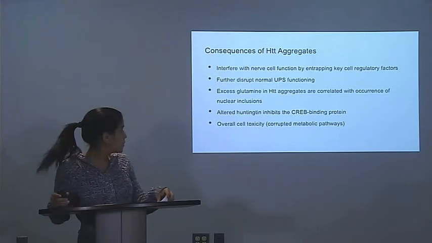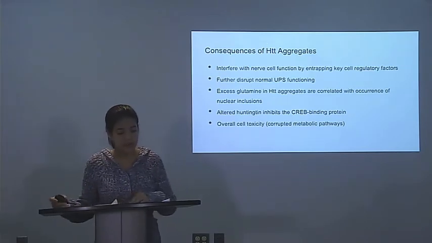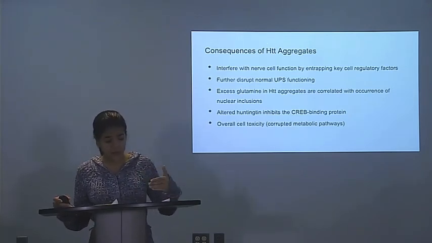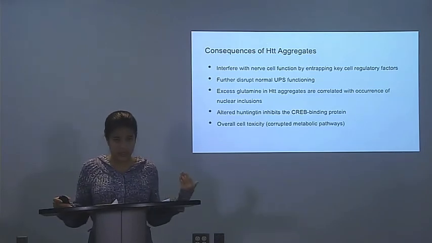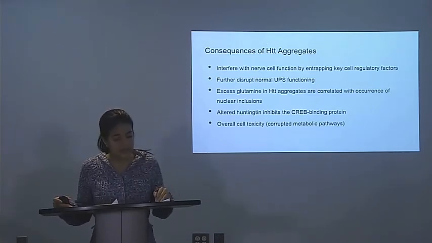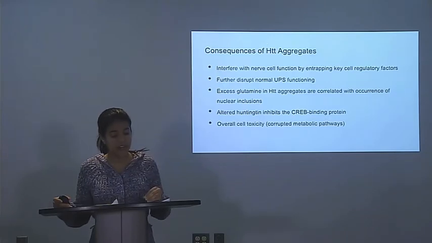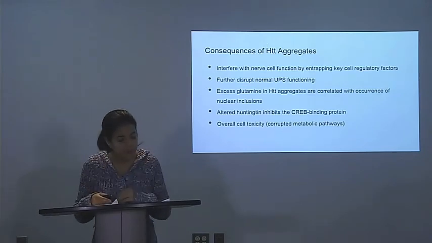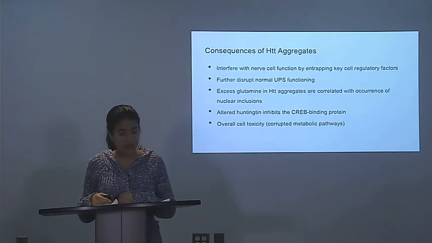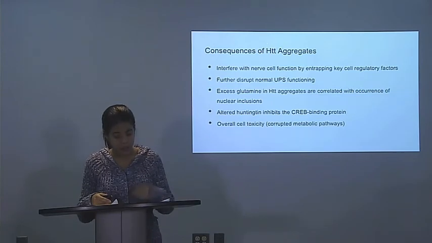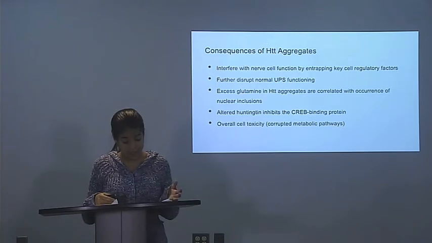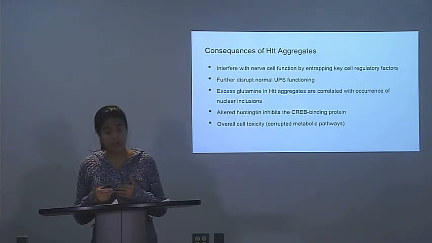So some of the consequences of the HTT aggregates. They interfere with nerve cell function by entrapping key cell regulatory factors. They further disrupt the normal UPS functioning, as I previously mentioned. And the excess glutamine in HTT aggregates is correlated with the occurrence of nuclear inclusions that I'll talk about later. And then the altered Huntington inhibits the CREB binding protein, which I'll mention as well, all leading to overall cell toxicity caused by corrupted metabolic pathways.